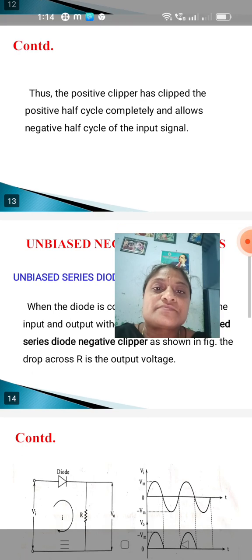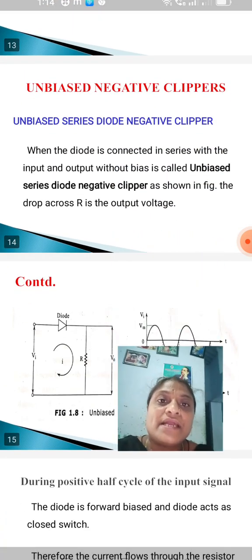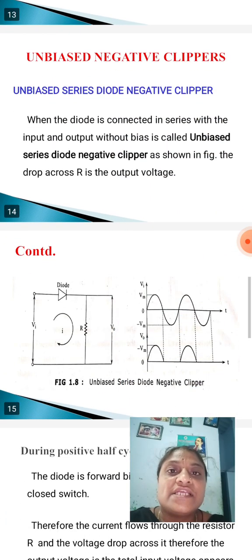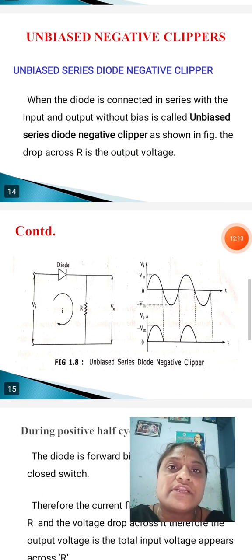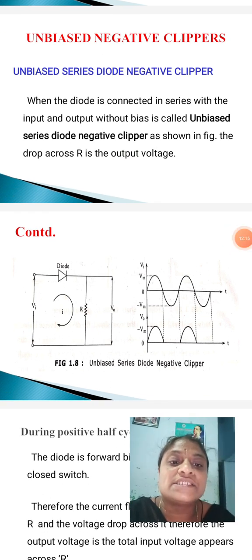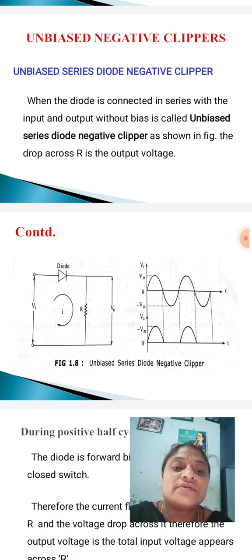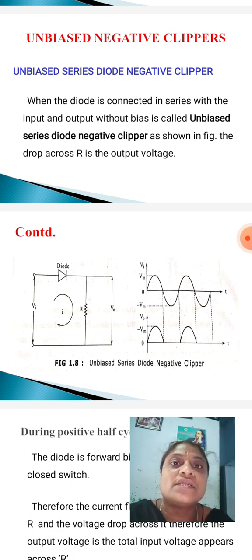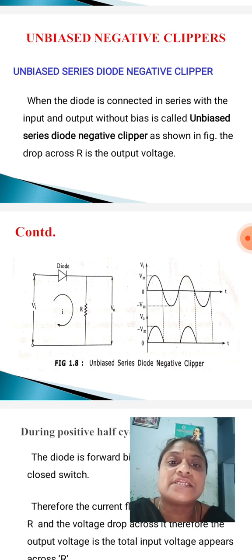The next topic is unbiased negative clippers. Unbiased negative clippers are again divided into two categories: unbiased series diode negative clipper and unbiased shunt diode negative clipper. We will discuss them one by one. First of all, we discuss the unbiased series diode negative clipper.